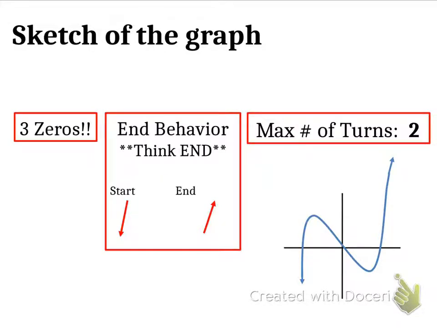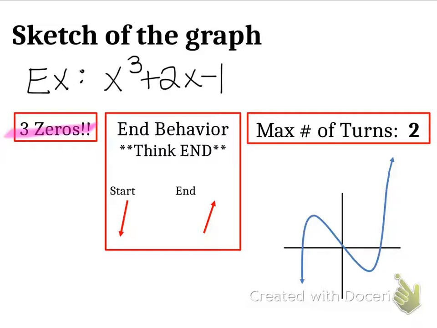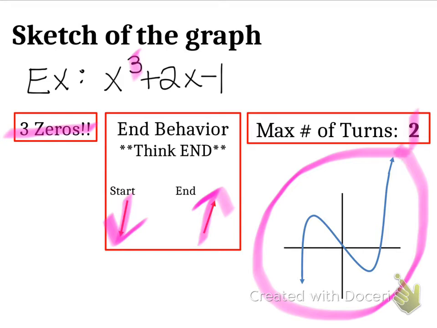All right, so here's an example of kind of tying everything together. One more time, we're going to use that same example: x cubed plus 2x minus 1. Like we said, it has 3 zeros because there's a 3 in my exponent. Because the first term is positive, I end going up on the right side. Because it's odd, the end behavior has to be opposite, so on the left it goes down. Then the maximum number of terms it can have is 2, which is 1 less than 3. And if I were to graph this in my calculator, this is what it would look like.